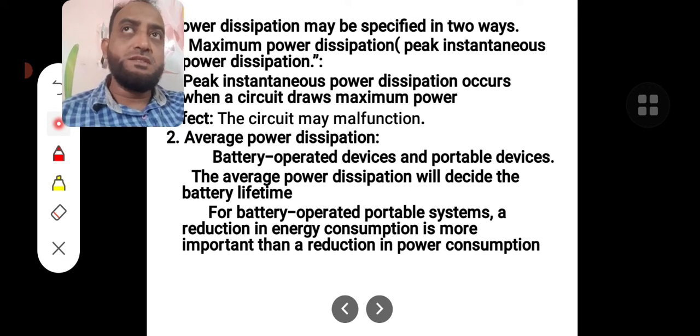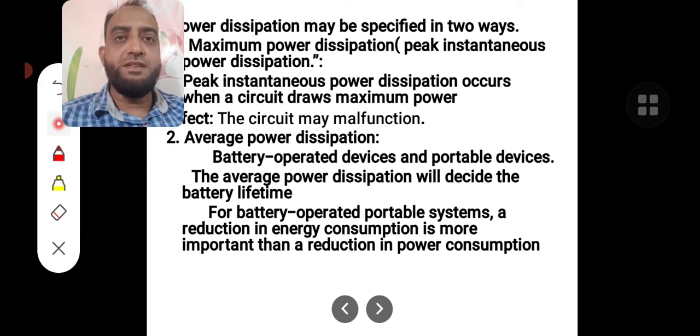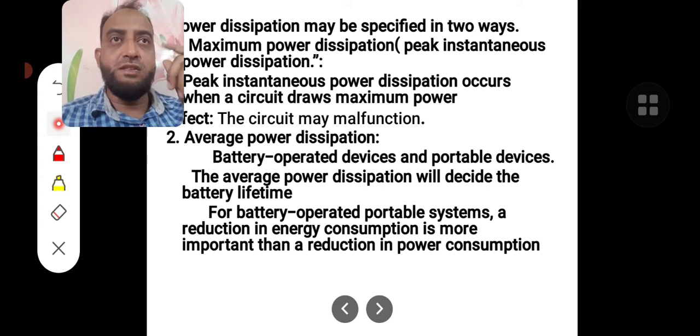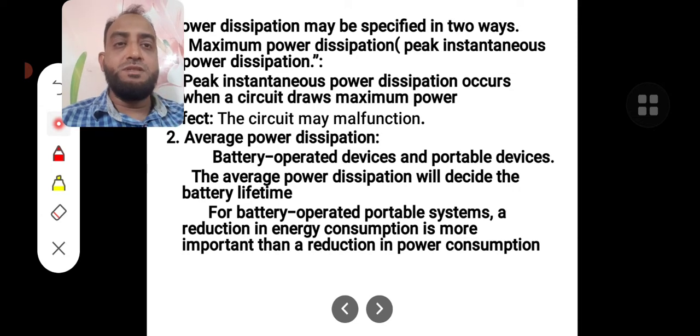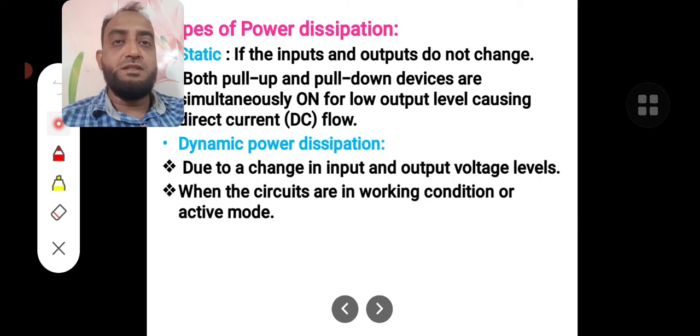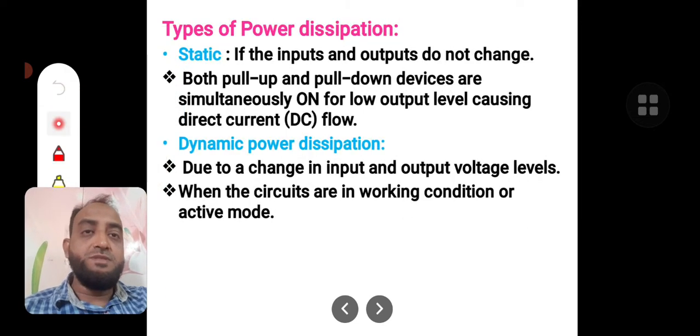So that is the reason why all our batteries and battery operated devices have the batteries rated in milliamp hours, 6000 milliamp hours, 5000 milliamp hours. That is, for portable devices, the power consumption is treated as energy consumption and it is rated in milliamp hours, because we are always bothered about the energy consumption, not the power all the time. So with this introduction, let us jump into the types of power dissipation.